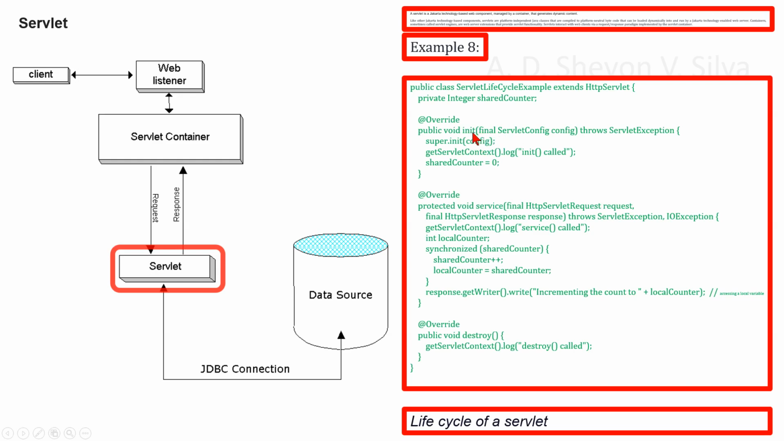Four, the container invokes the service method of the servlet. This method is called to process HTTP requests. The servlet may read data that has been provided in the HTTP request. The servlet may also formulate an HTTP response to the client.